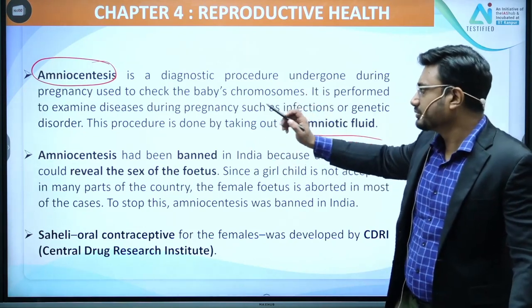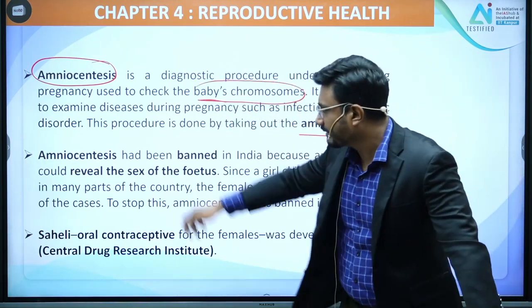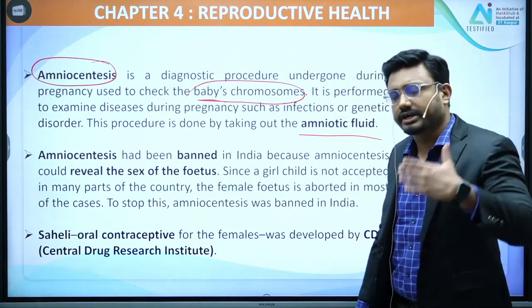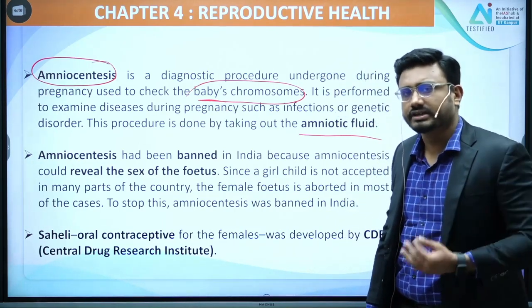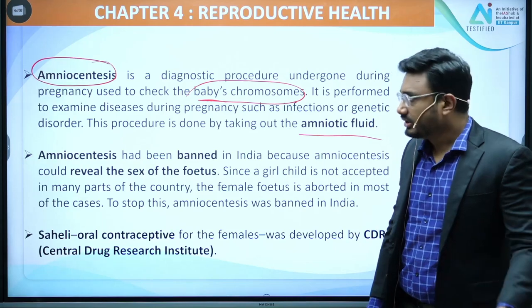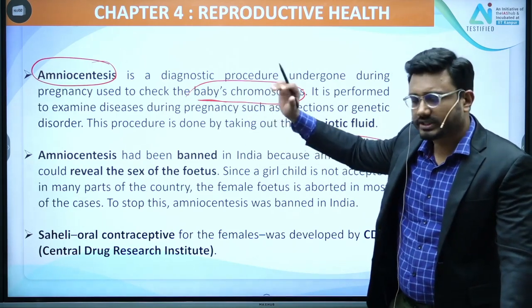It helps to check the chromosomes of the baby, and thus after the checking we get to know whether it has any kind of infection or genetic defect. So that is why this process was done.